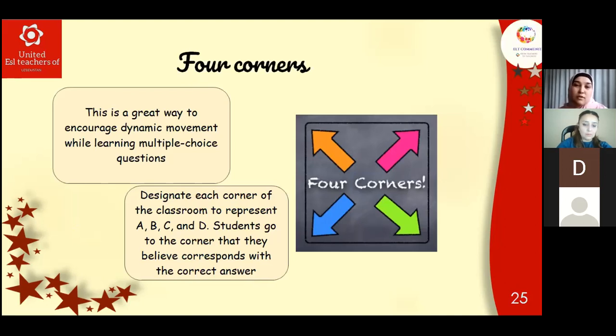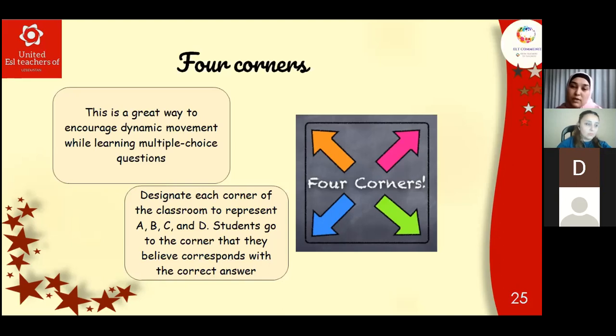So when you provide some kind of questions, the students can go to the corner. For example, one corner can be A, another B, C, and D. And when they choose the answers, they go to the corner. In this way, you can assess them and understand whether they understand your instruction or the topic that you provided.